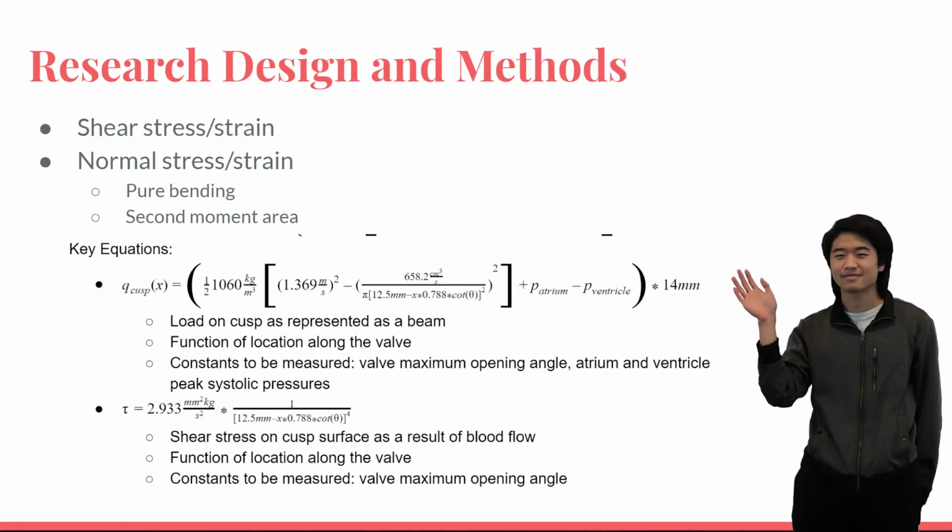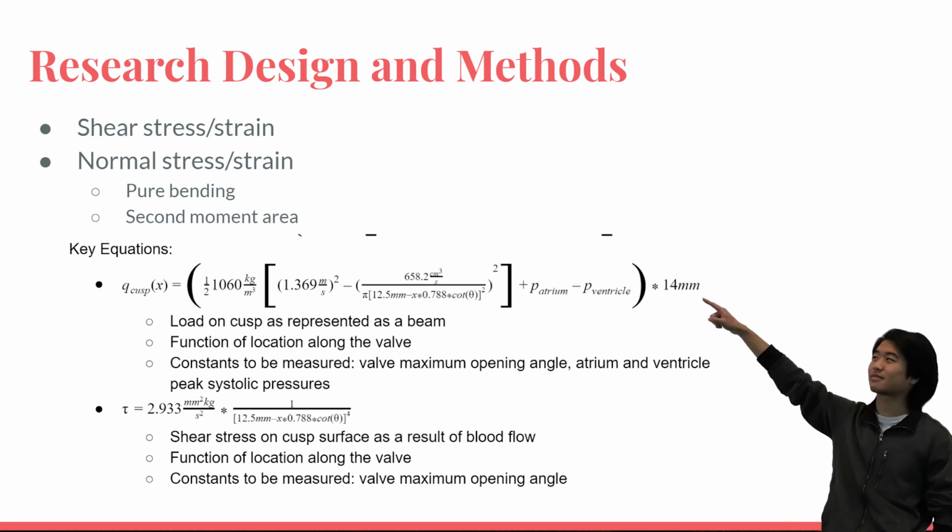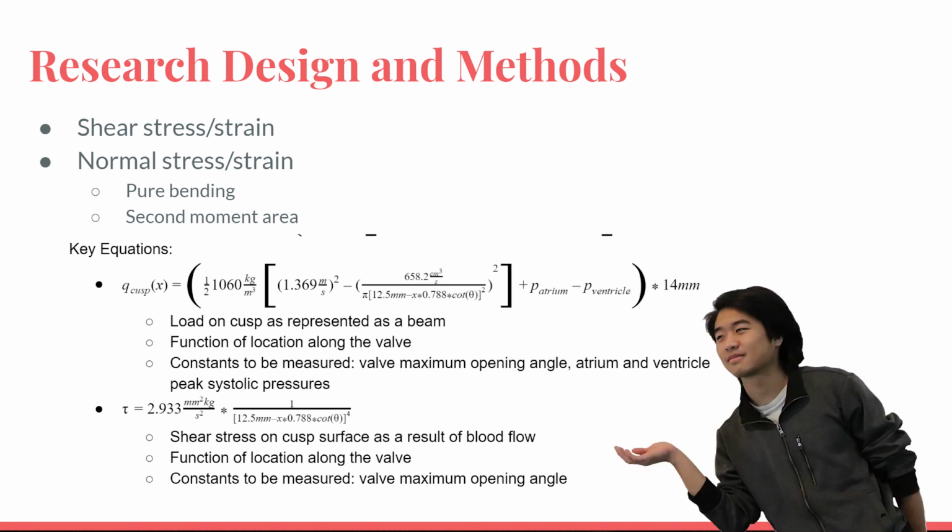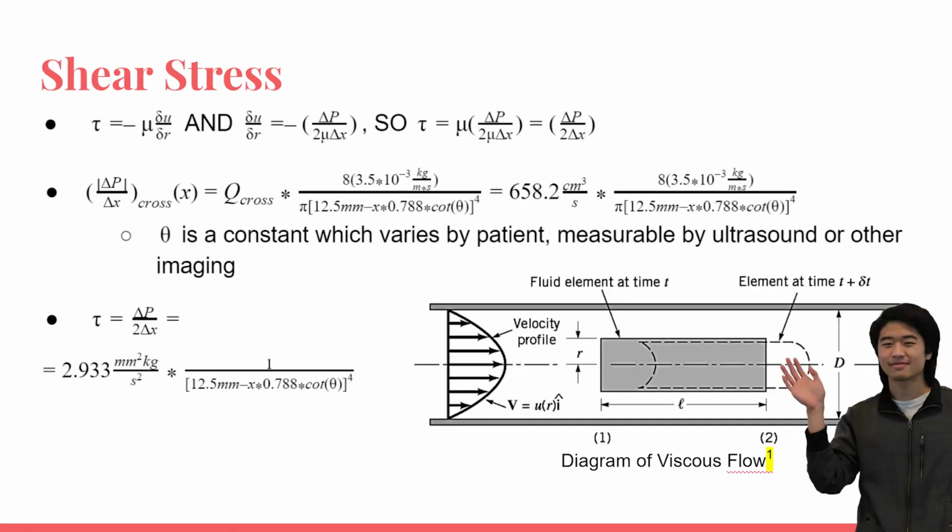Our research design and methods depended on finding the shear stresses and strains as well as the normal stresses and strains within the cusps of the heart valve. Key equations included Q cusp of X for finding the normal stresses based on pure bending, as well as tau, which was a function of the angle as visualized on ultrasound for finding the shear stresses.